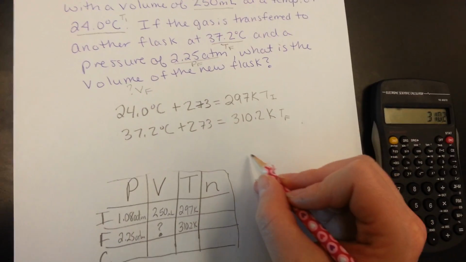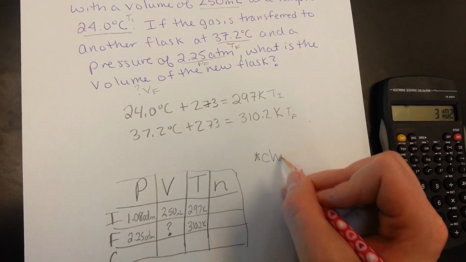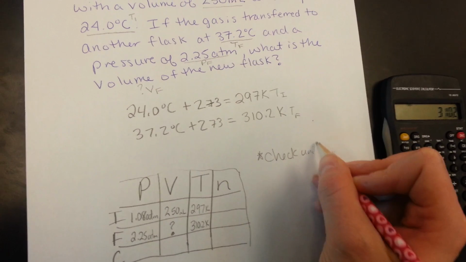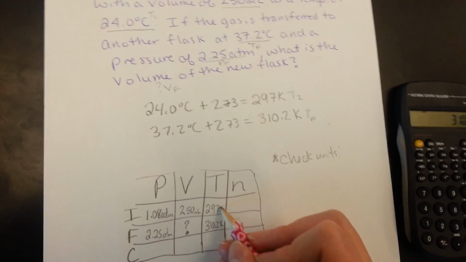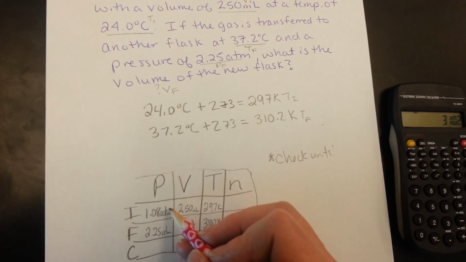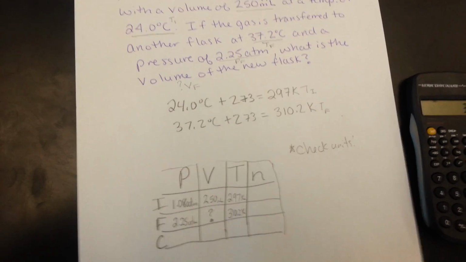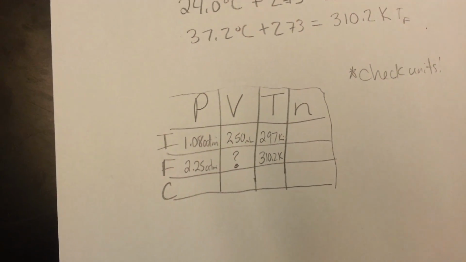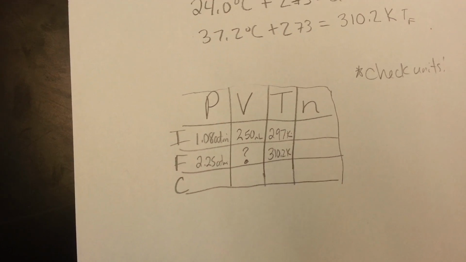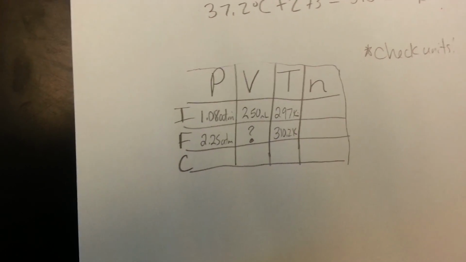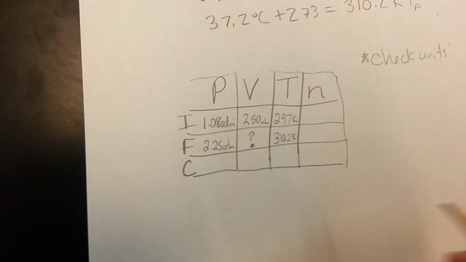At this point, please remember to check your units, because these have to be in Kelvin. And if you have 2 of one number in the same column, it has to have the same unit. So notice both the pressures are in atmospheres, both the temperatures are in Kelvin. You cannot have mismatched units because we're going to use dimensional analysis.